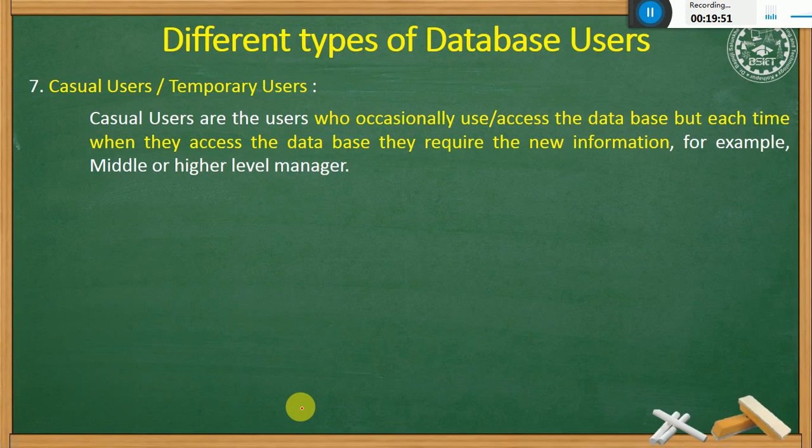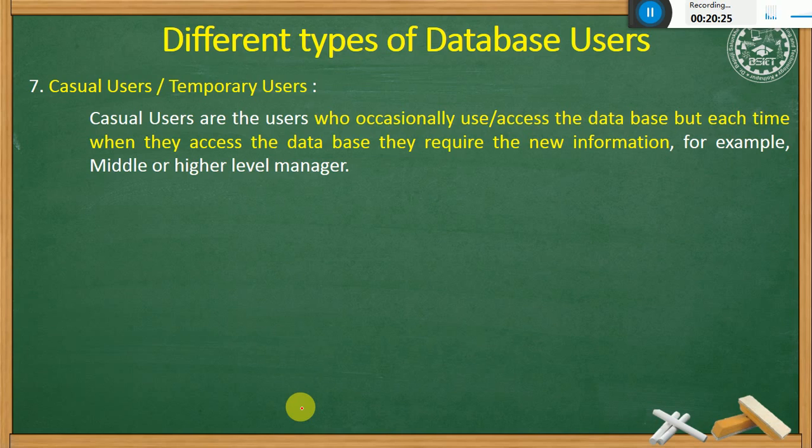Last, the temporary user or casual user. These users do not use the database frequently. Most of the time these are higher-level administrative persons. They use the database after a specific time period. So these are called casual users. They are the higher management or lower management users who do not use the database frequently.